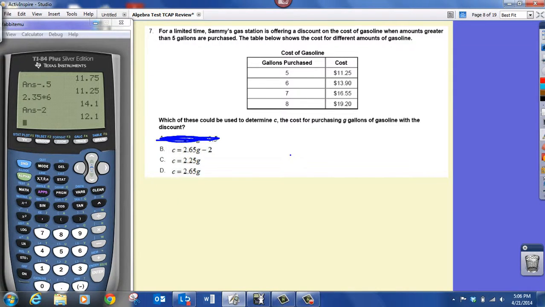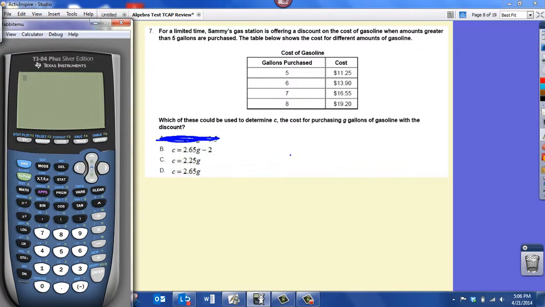So let's try the second one, and I'm going to go ahead and clear it. 2.65 times G, which would be times 5. And then it says subtract 2. Well, in that case, we can say that works. And then I'm going to go to 6. Remember, you have to test every one of them. 2.65 times 6, and then I have to subtract 2, and I get 13.90. Well, that seems to work.